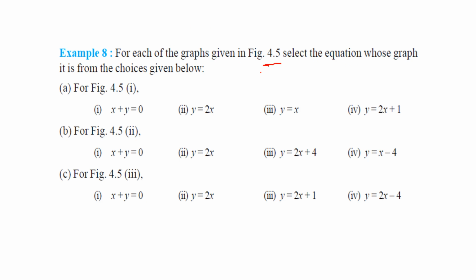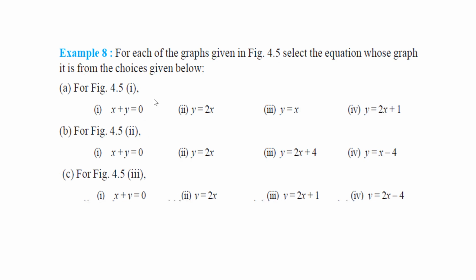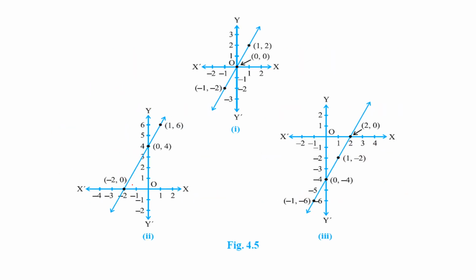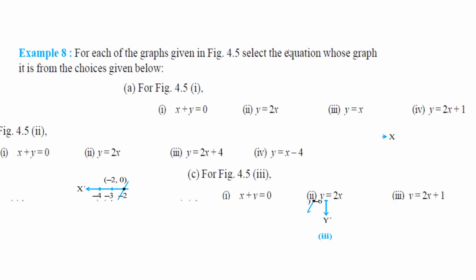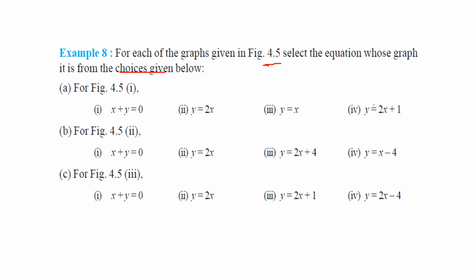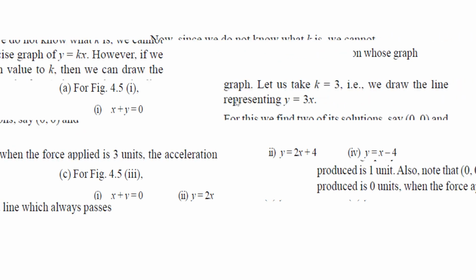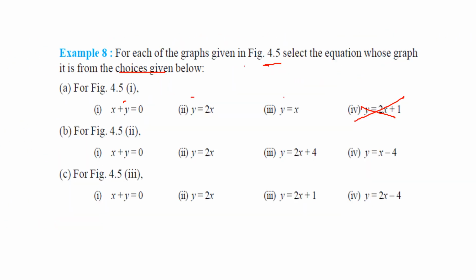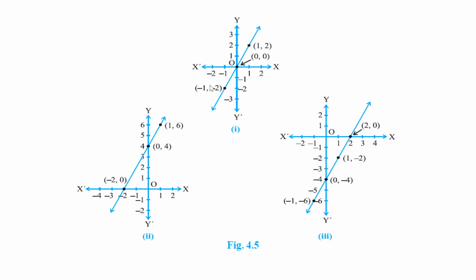For each of the graphs being shown, select the equation whose graph it is from the choices given below. So let us take the first one. See, it is passing through the origin, and 1, 2 and minus 1, minus 2 have to be satisfied. So first, since it is passing through the origin, that means this cannot be a solution. These can be solutions. Now we have to see which equation is satisfying minus 1, minus 2 and 1, 2.